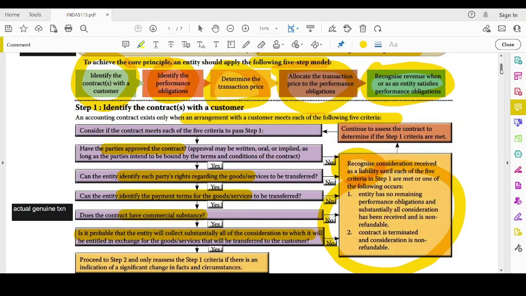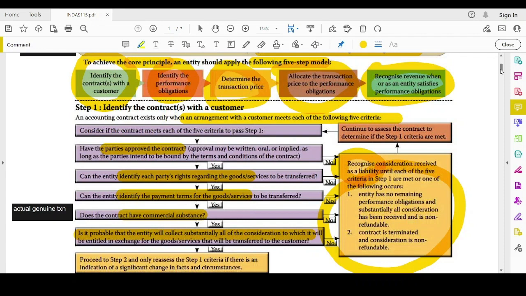Oral could be where we have an oral agreement to transfer the goods or services. Implied could be, if we take a bus, we have to buy the tickets, right? So that is an implied agreement. So have the parties approved the contract? Approval is a must in accounting concepts to make it a contract.